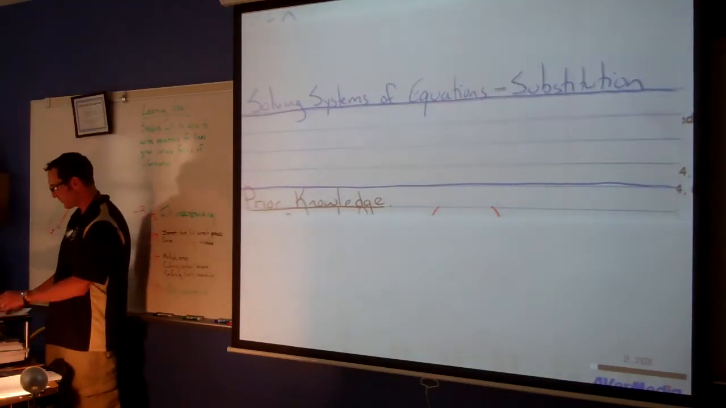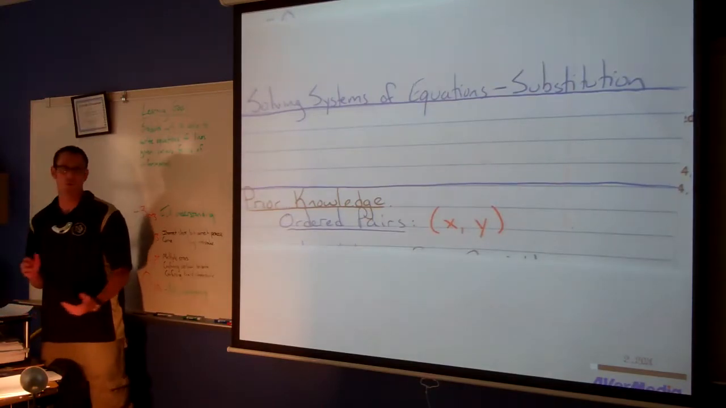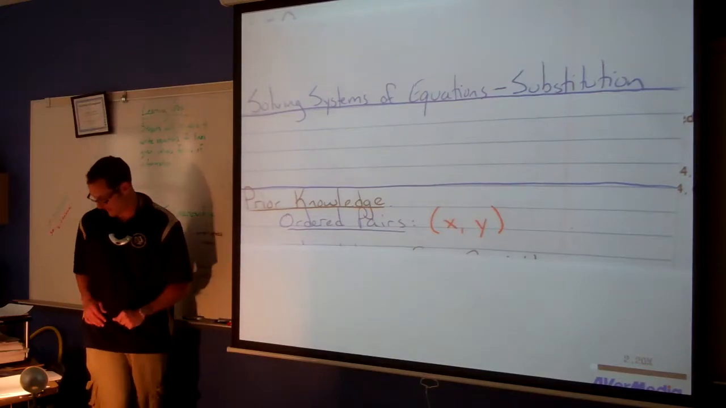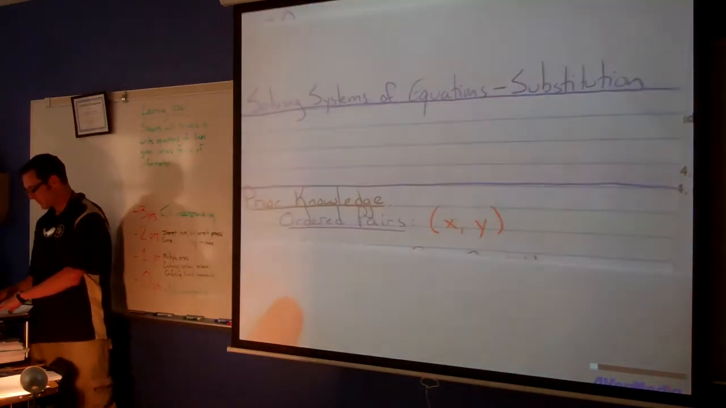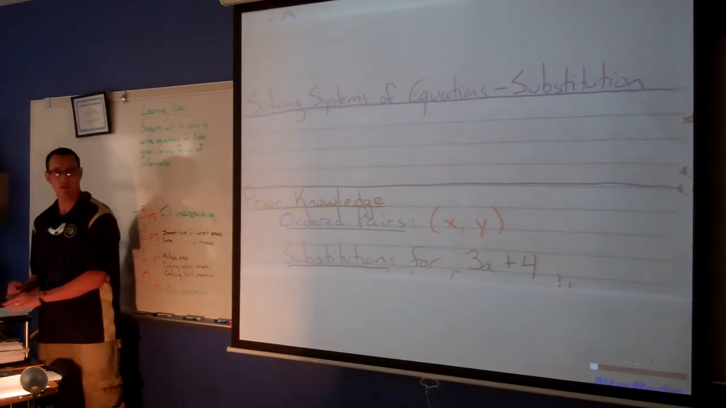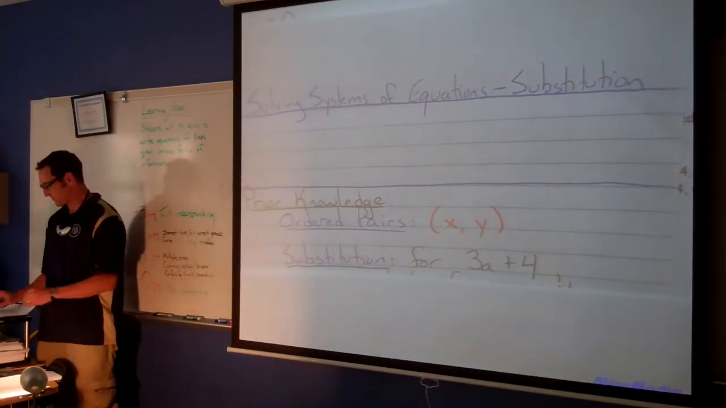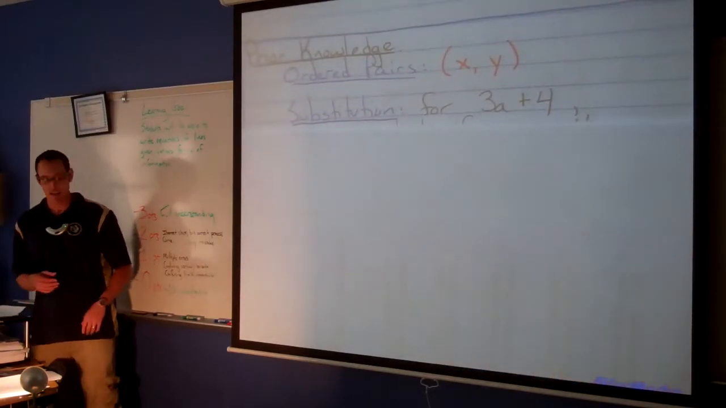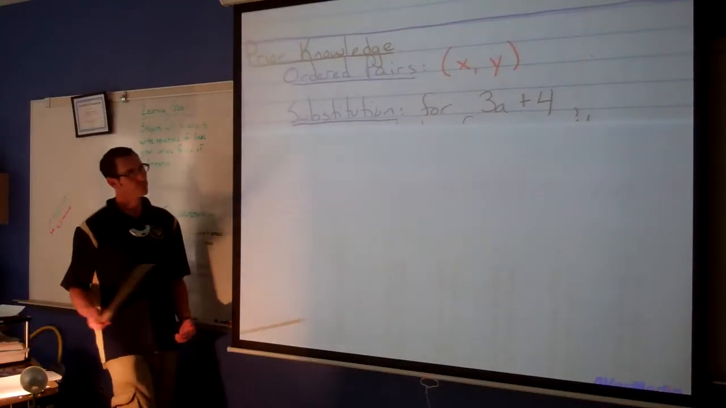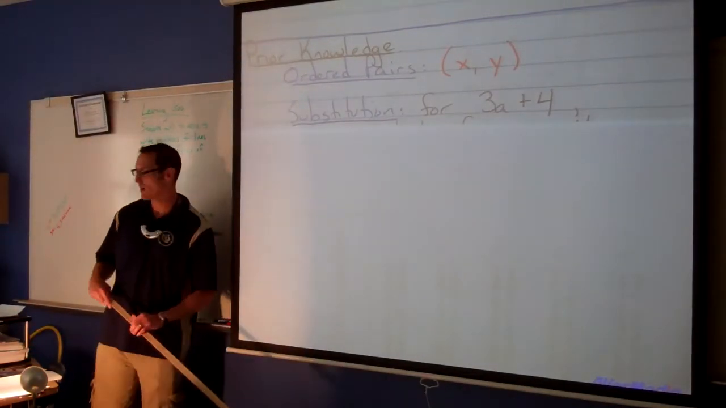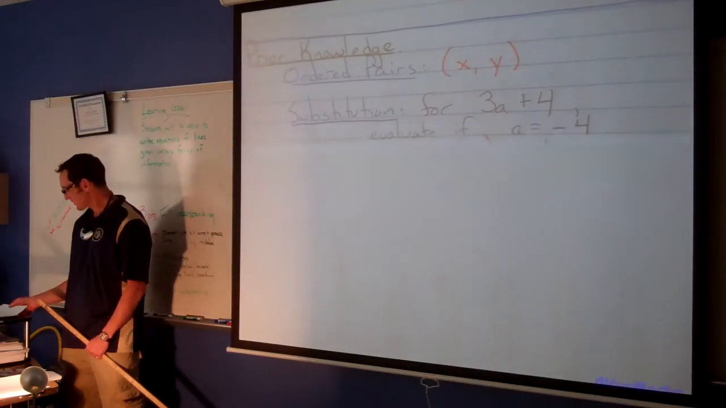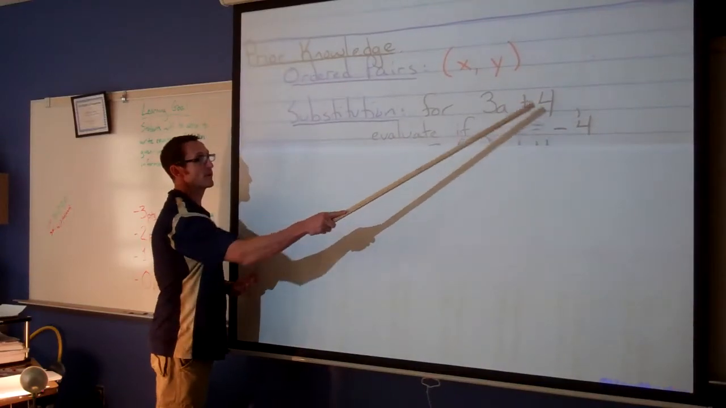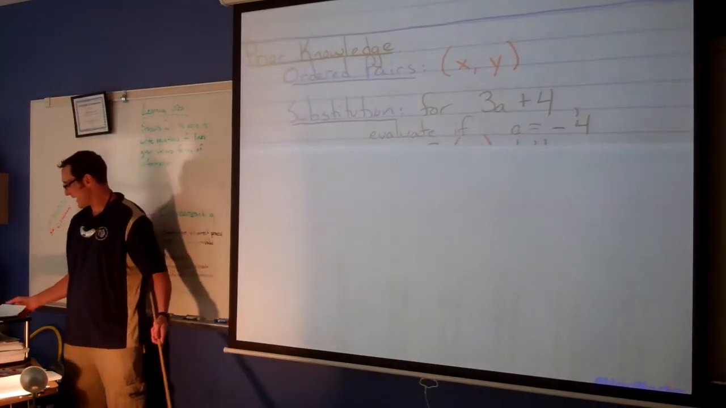So the prior knowledge today, what we'll start with is knowing about ordered pairs. Obviously we have to remember an ordered pair works with x and then the y, so the x coordinate and then the y coordinate. We're also going to remember how substitution works, just substitution from what we've worked with before. And the way substitution works is if I have this example expression, 3a plus 4, what if a was some number? So what if a was negative 4?